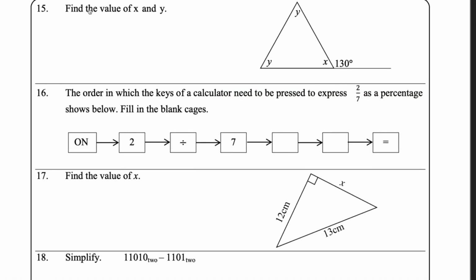Number 15. Let's go back to the question. Find x and y. We have y here, y here, y here, x. Okay. We have y here, x, and 130. Now, what can we do here?